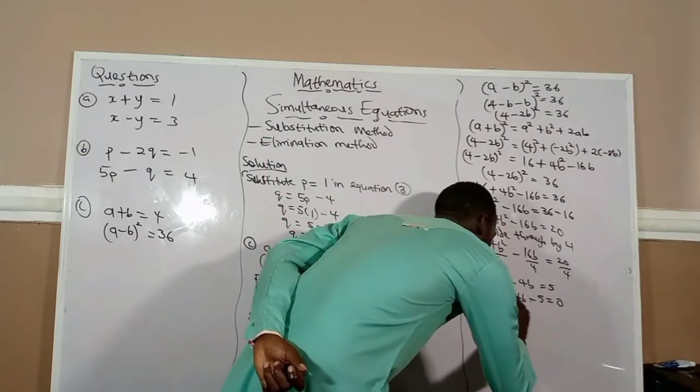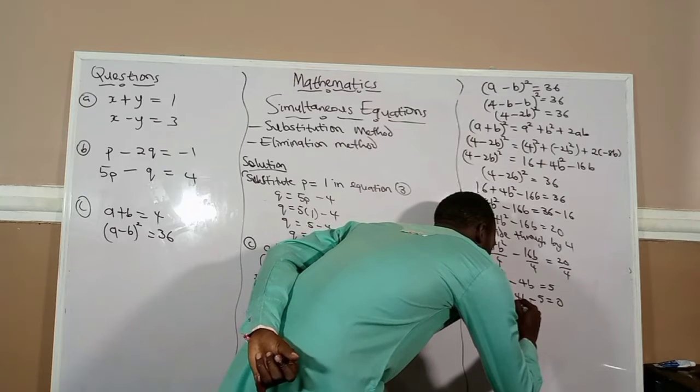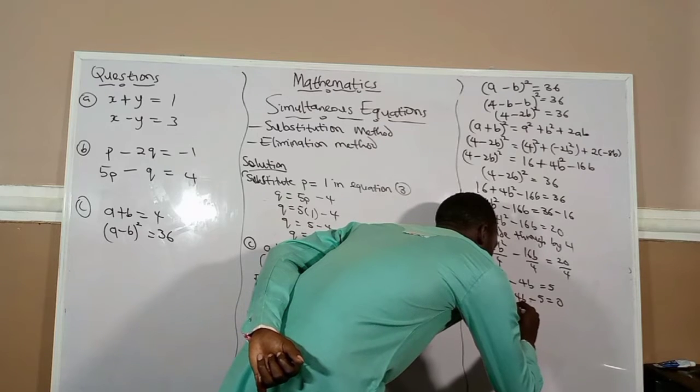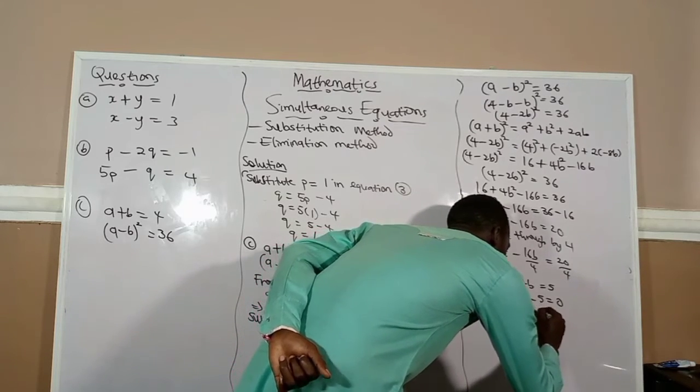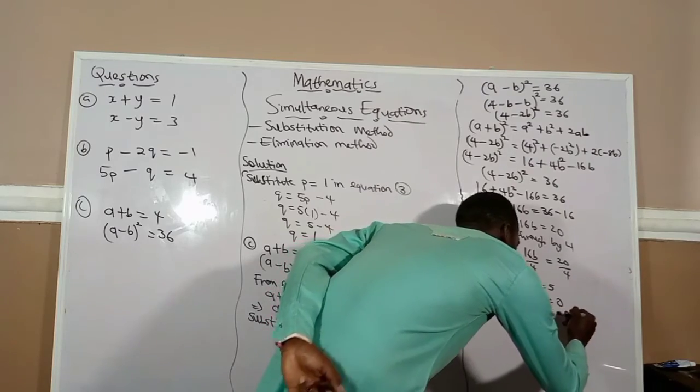That is going to give us b squared minus 5b plus b minus 5 is equal to 0.